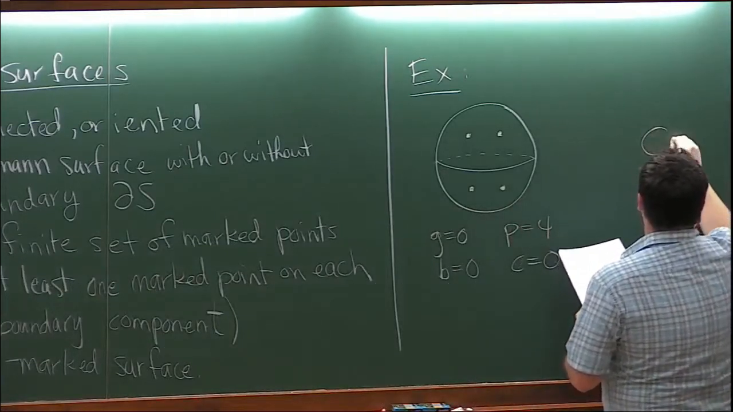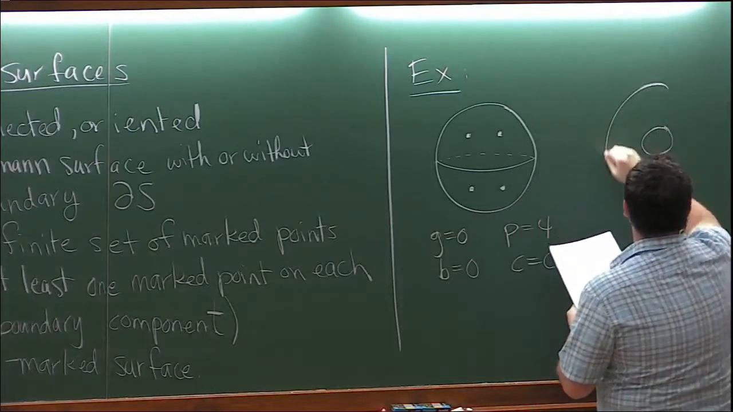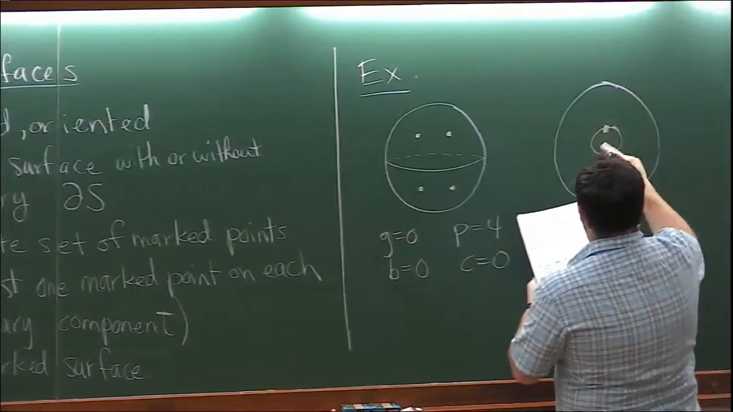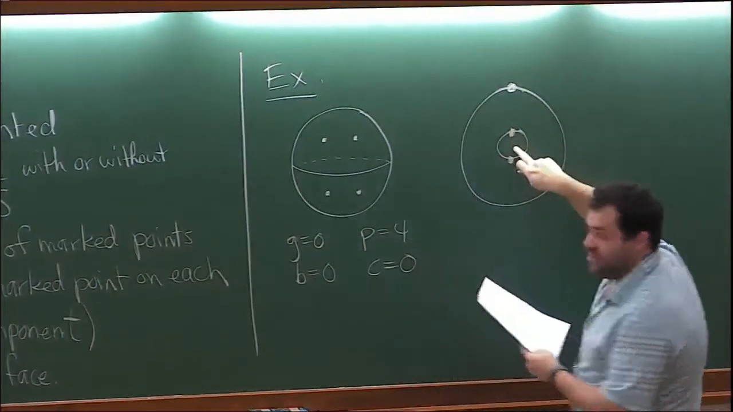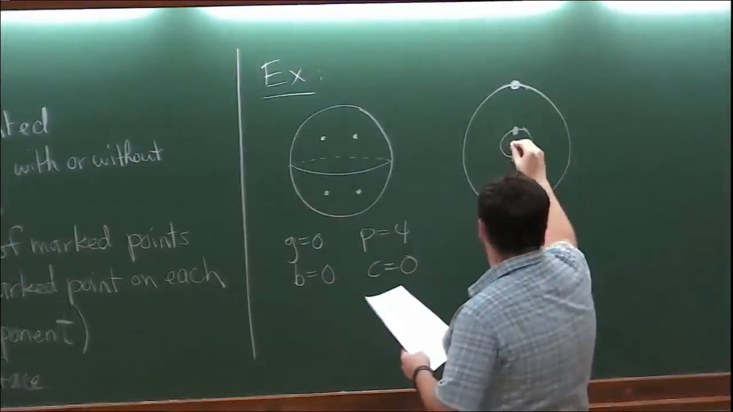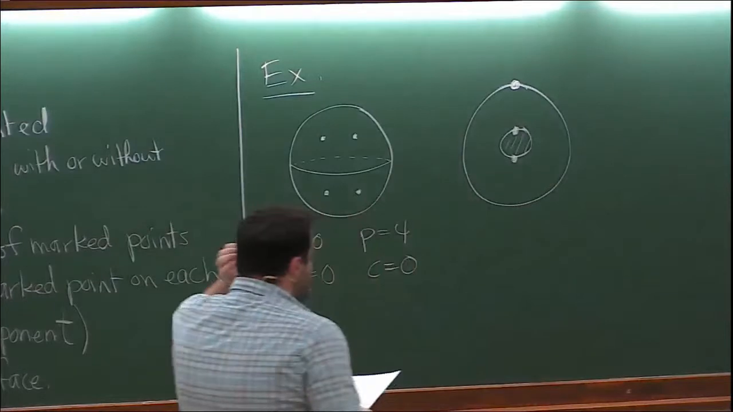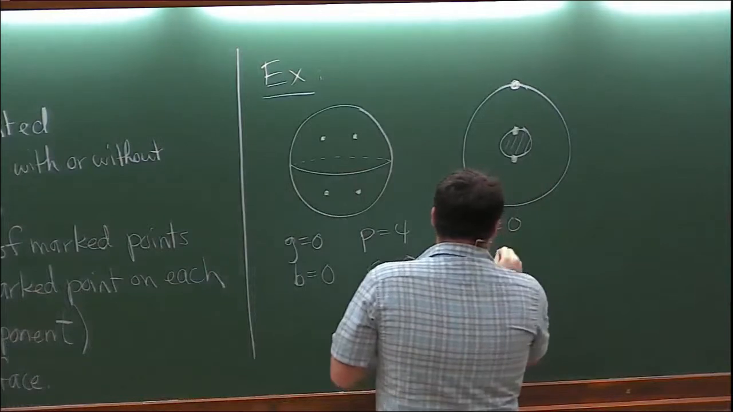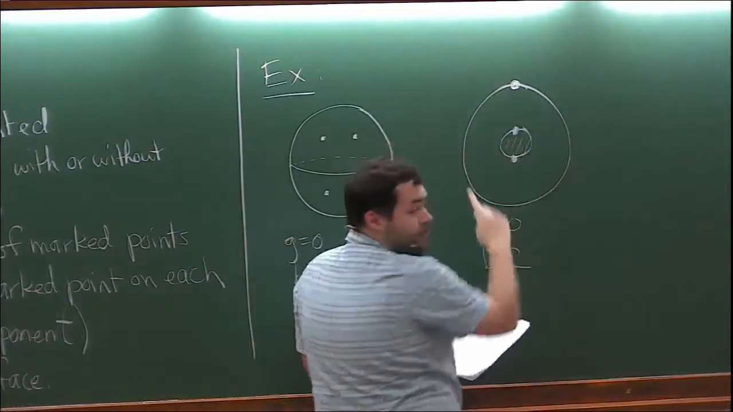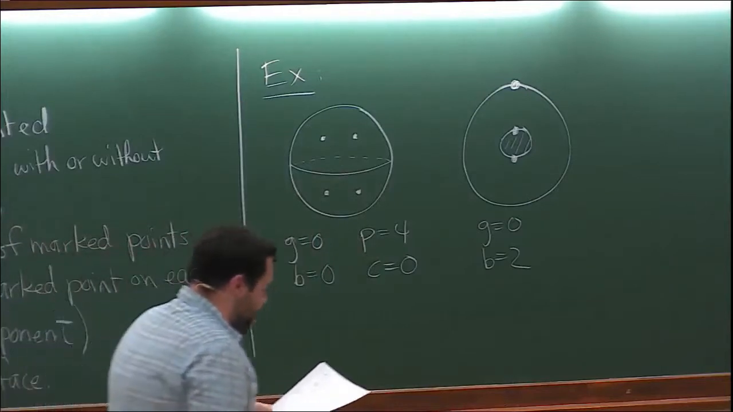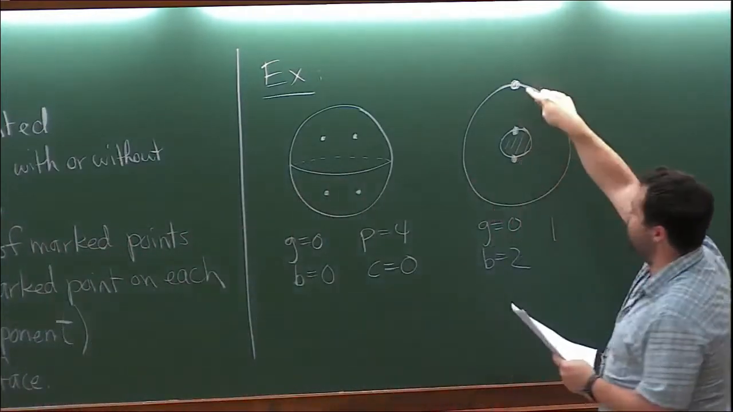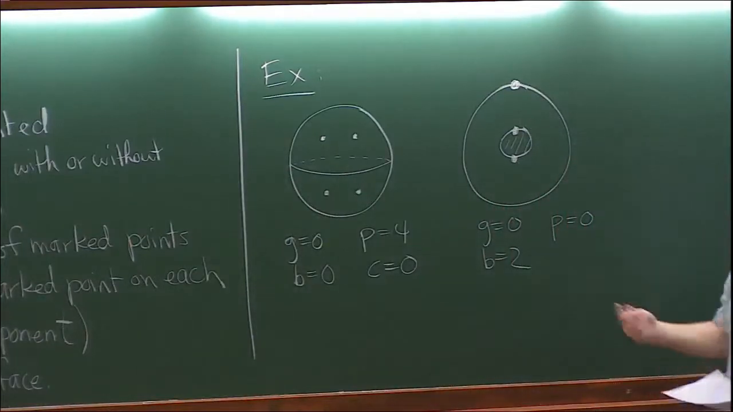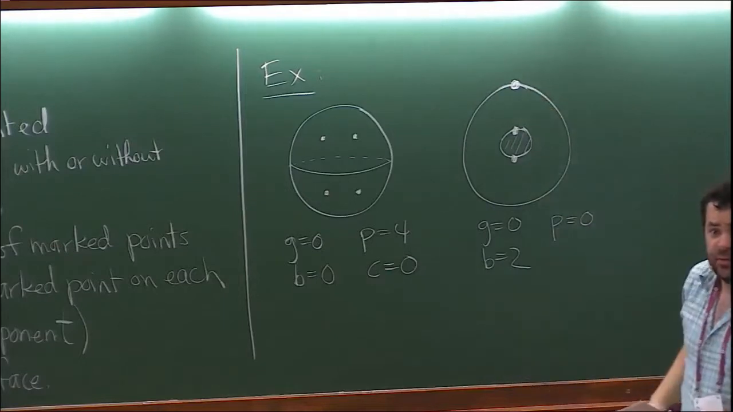So here's another genus 0 example. It's an annulus. This is a disk with a disk cut out, so this is empty here. So this is genus 0. It has 2 boundary components, this one and this one. All of its marked points are on a boundary component, so it has 0 punctures. And the number of marked points on boundary components is 3.